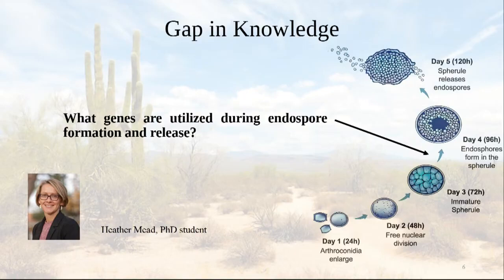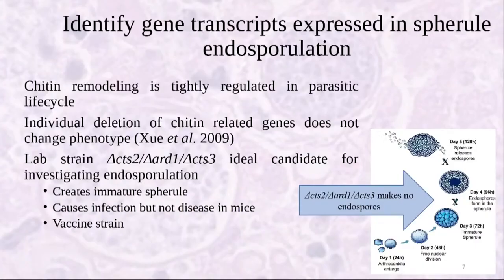So a major gap in knowledge here is obviously what genes are utilized during this endospore formation and release. Could we potentially find druggable targets, right? So could we potentially block this particular phase in the host? The work that I'm presenting today is the work of my PhD student, Heather Mead. And again, this is published research, so you should be able to find this manuscript pretty quickly. Next slide, please.